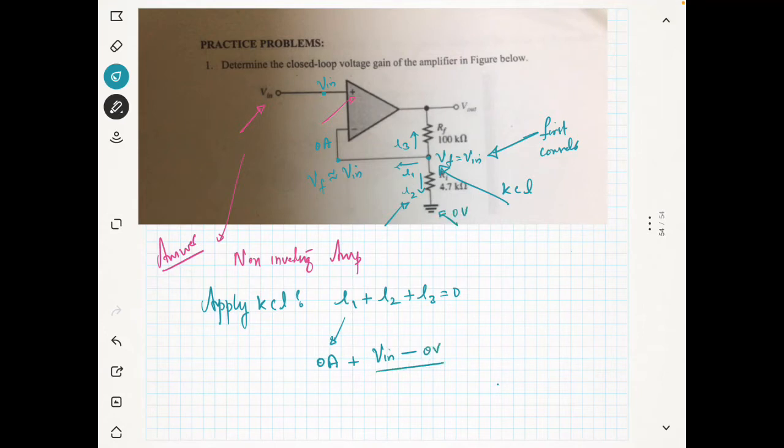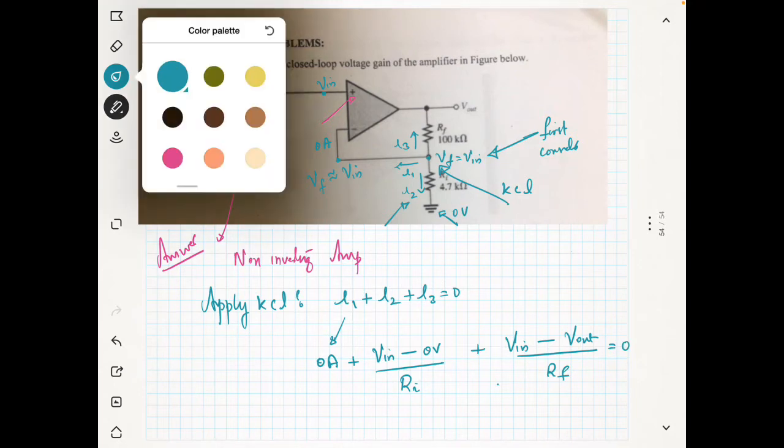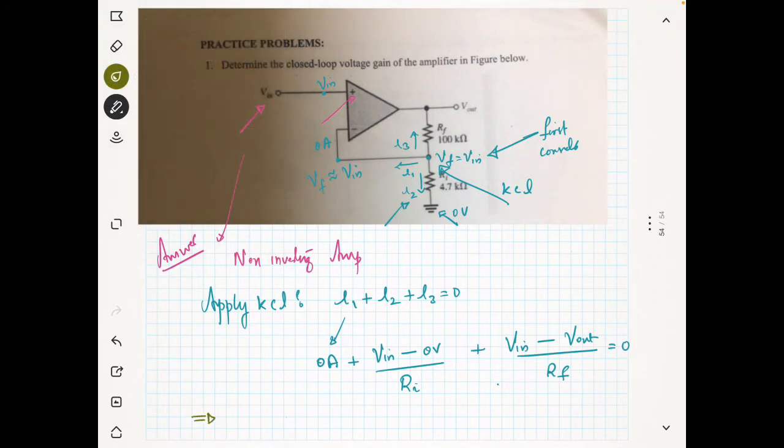So 0 volt divided by Ri, right, plus now I3 is the current which is going to the top. That means it is nothing but V in minus V out divided by Rf, right, and this total will be equal to 0. Now we can write it as V in by Ri plus V in by Rf minus V out by Rf is equal to 0.